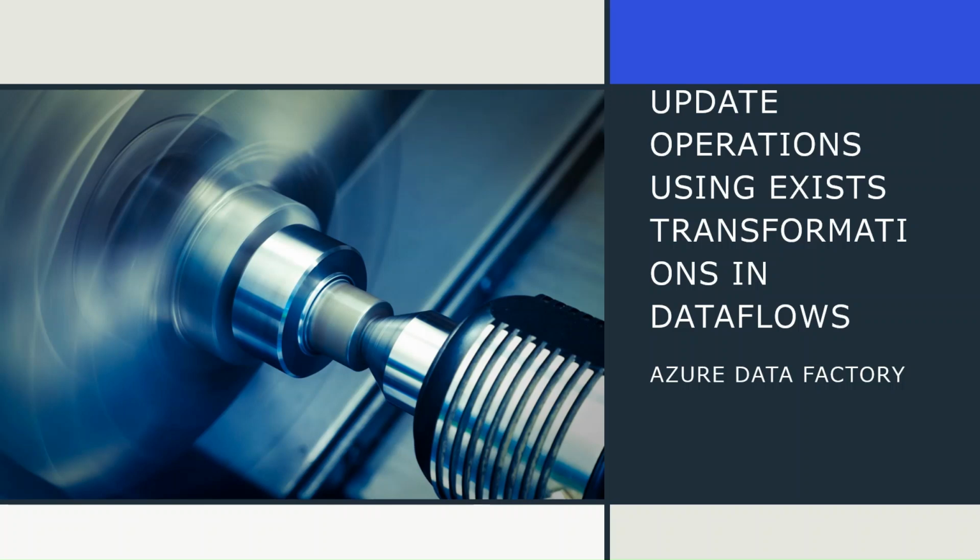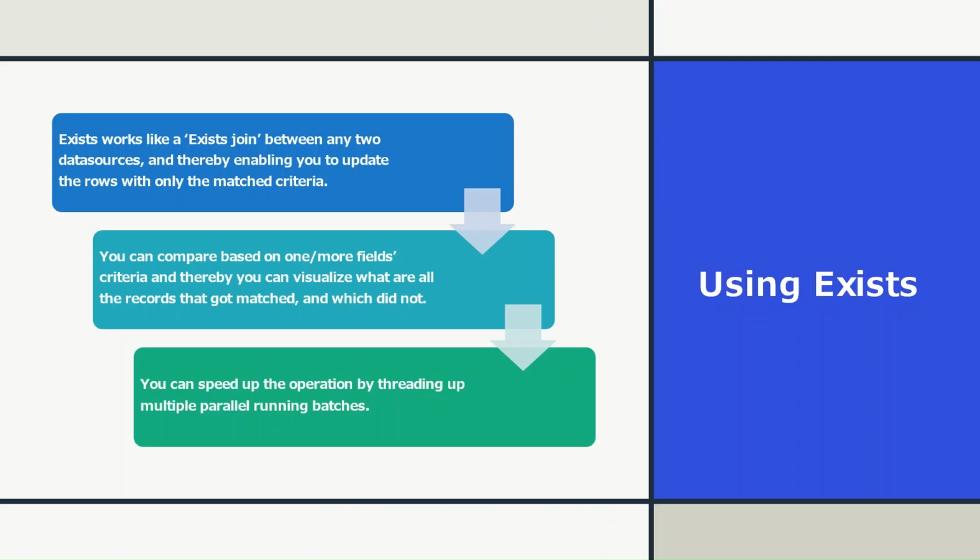Hey guys, today we are going to talk about using exists in data flows in Azure Data Factory. So what is so special about Azure Data Factory's exists transformation? Exists works just like an exists join between any two data sources, and thereby it can enable you to update the rows with only the matched criteria.